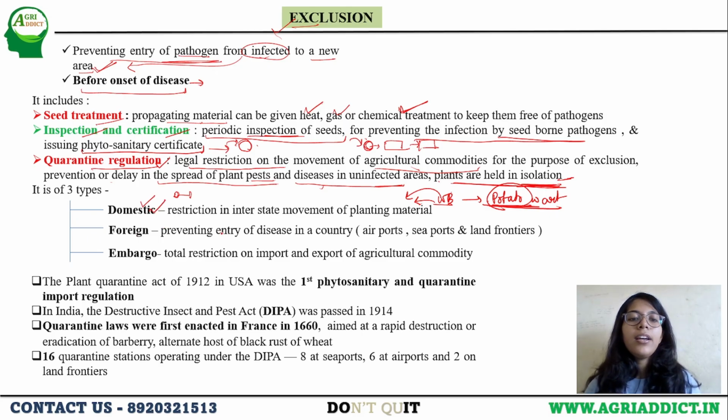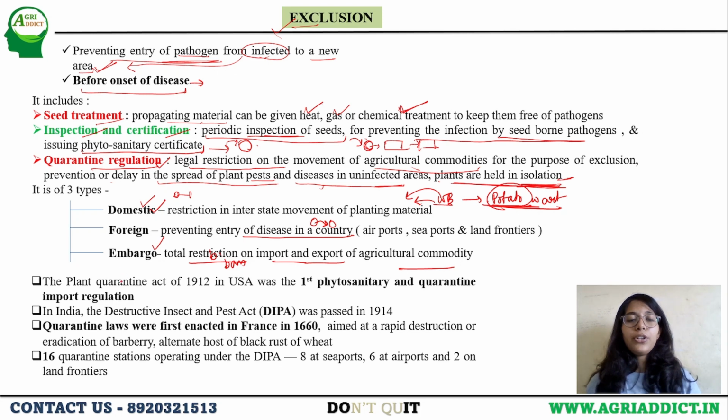Foreign quarantine means it prevents the entry of diseases into a country. Like from a particular country, a particular agricultural commodity is not imported to India because of a particular pathogen. And embargo refers to the total ban or restriction on the import and the export of the agricultural commodity.